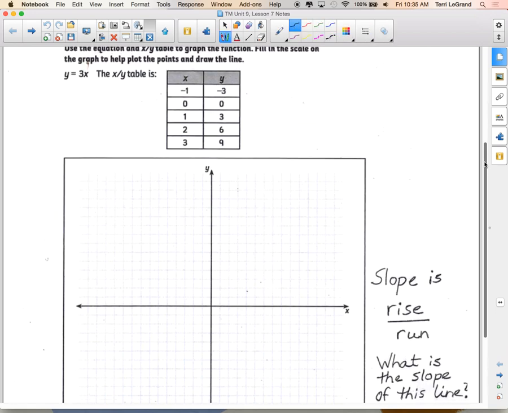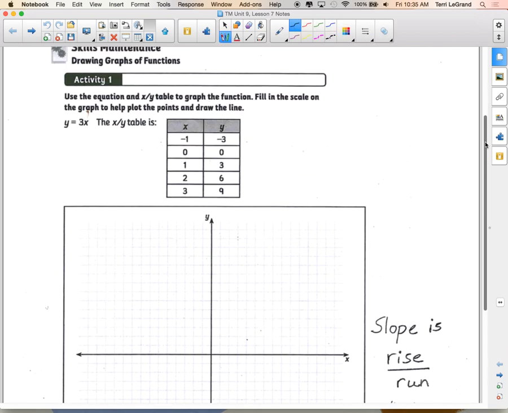Okay, so what we're supposed to do, it says in the directions, is use the equation and the XY table. Here's our equation. Let's circle that: y equals 3x. And the XY table to graph the function. Fill in the scale on the graph to help you plot the points and draw the line.